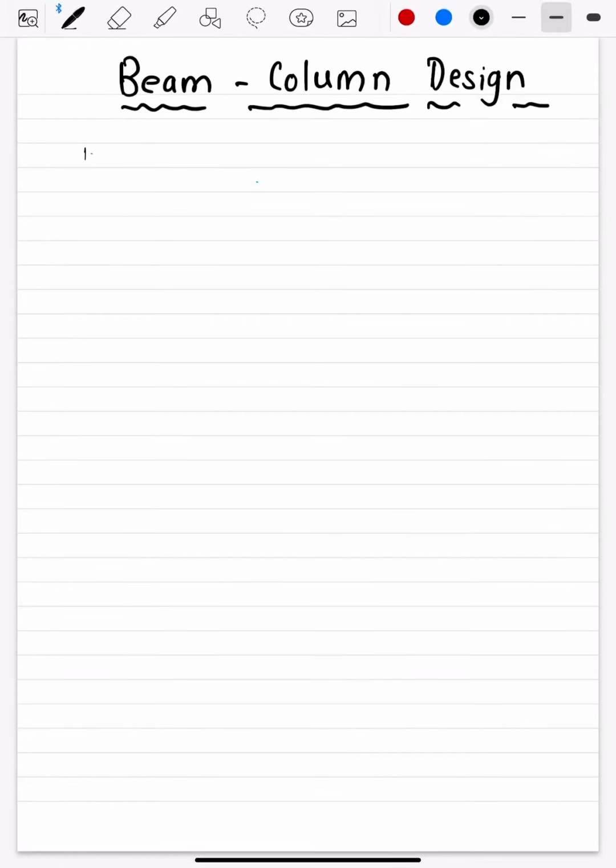As per Indian Standard Code 800 2007. So this is going to be Unit 3 if you are studying in Savitribai Phule Pune University in Maharashtra. And let us start with this. So beam column, what is beam column?